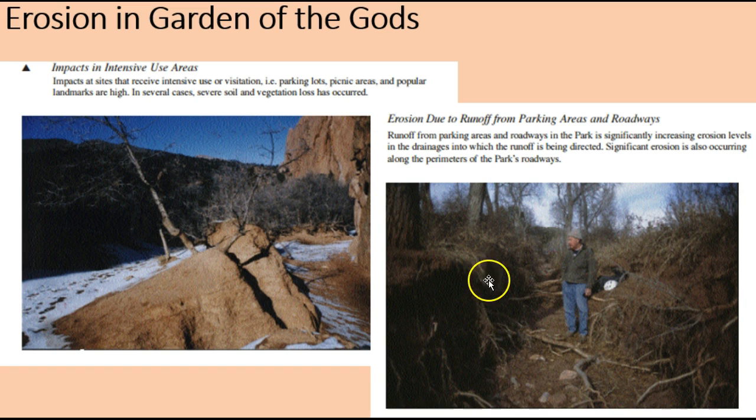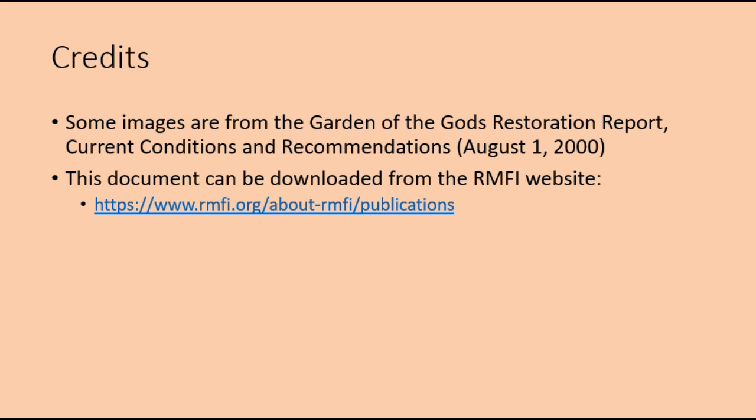So this is an average sized man, and the landscape is up here about at his head, so we can guess that this is about 4 feet of soil at least that has eroded away due to the paving of surfaces in the park. Some of these images are from the Garden of the Gods Restoration Report, and that document can be downloaded from the Rocky Mountain Field Institute website.